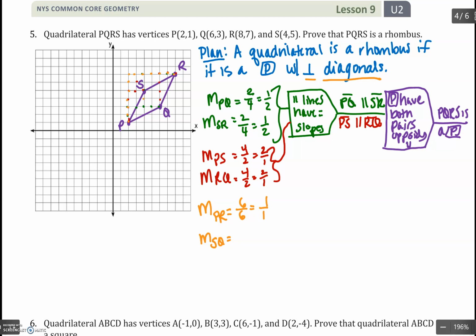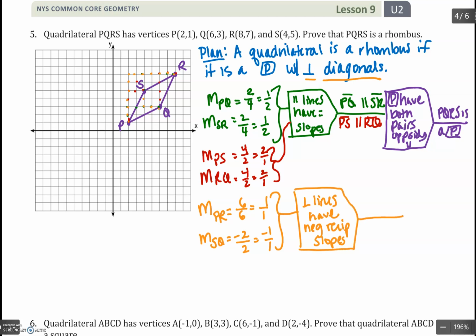For SQ, it's down 2 and right 2. Since I went down, it's negative. And this is negative 1 over 1. And what happens here is these are negative reciprocal slopes. And so now I know that PR is perpendicular to SQ.